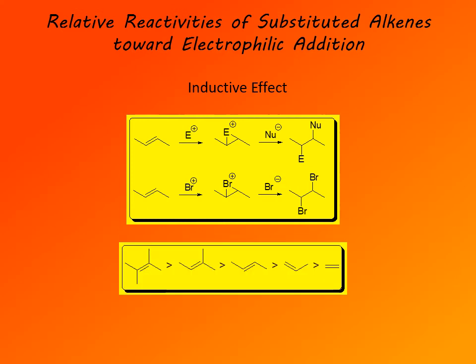So this is the reactivity of substituted alkenes towards electrophilic addition. Tetrasubstituted is the most reactive, then trisubstituted, disubstituted, and finally monosubstituted. The least reactive is a molecule of ethene, which has no substituents.